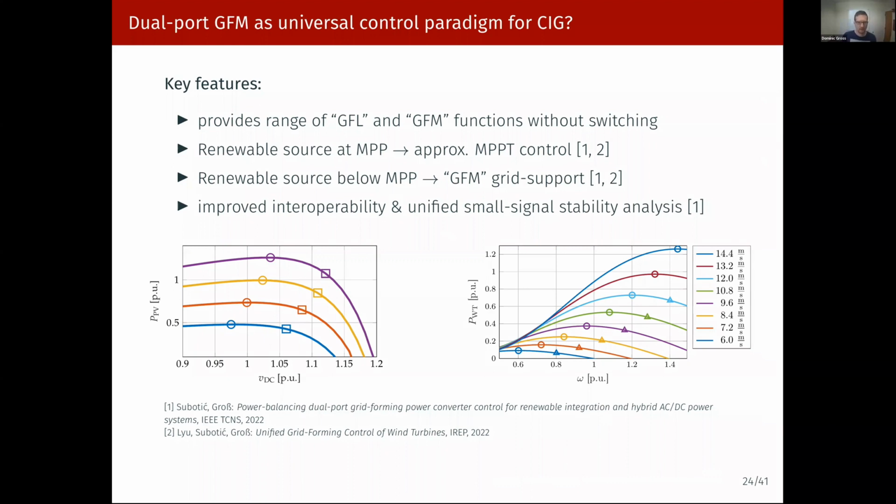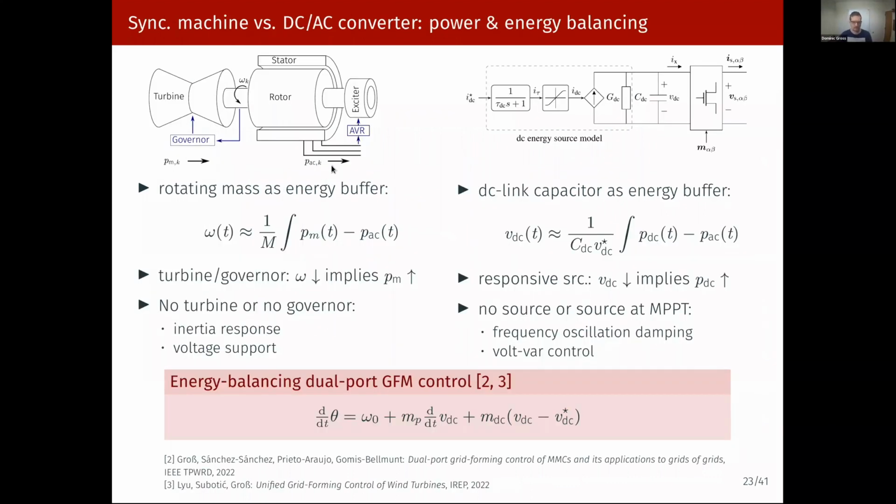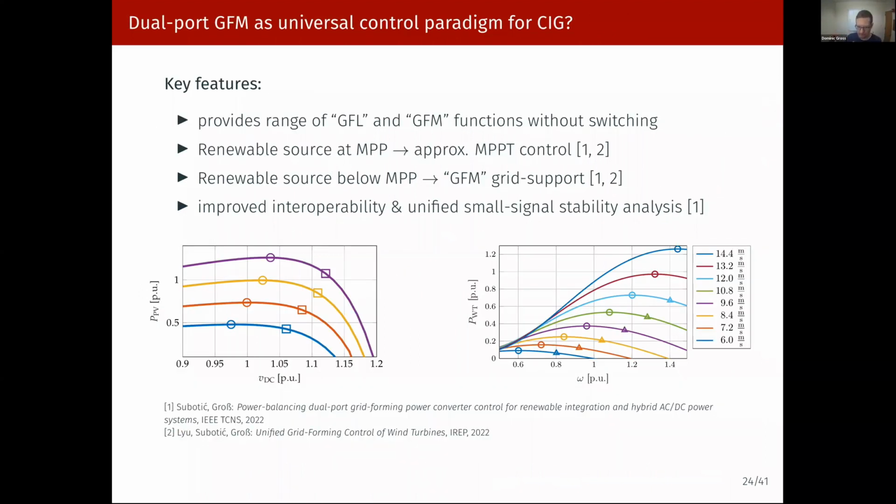So long story short, if you use that control and you have a renewable source at the maximum power point, it will just be a slightly more resilient version of the maximum power point control that does away with the phase lock loop and all the fragility associated with it. Whereas if you operate below the maximum power point, you get inertia support, primary frequency control, and so on. And it's similar for a wind turbine, but in the interest of time, let me move on here.